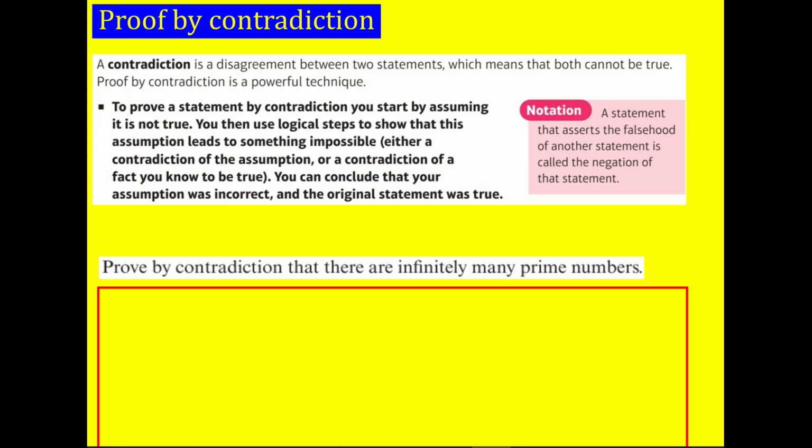Today we're going to look at proof by contradiction, an amazing type of proof that can prove things that you otherwise think are not possible to prove. So I'm just going to talk a bit about this.